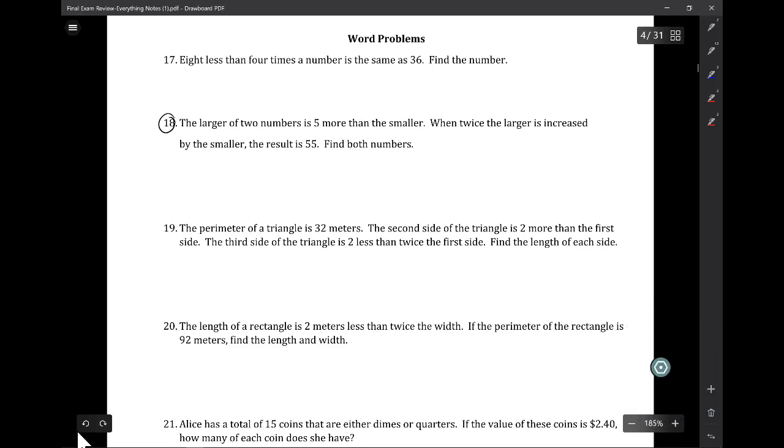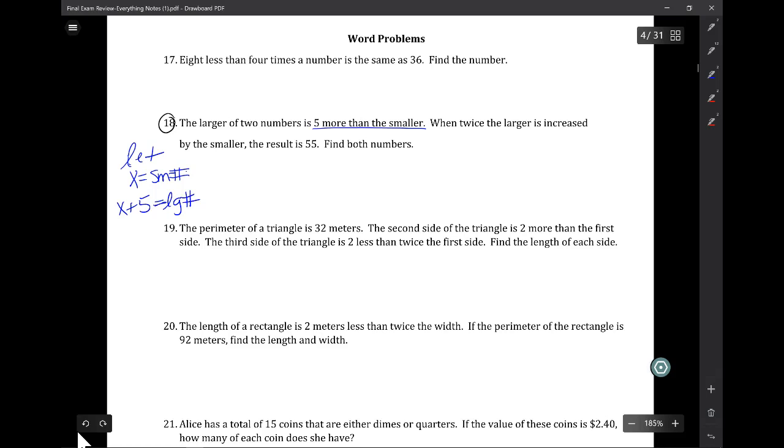So this one, it says the larger of two numbers is 5 more than the smaller. So the first thing we need to have is a let statement. Let's let x represent the smaller number. And if the larger number is 5 more than that, hopefully when you hear 5 more than, you think addition. So x plus 5 would equal the larger number.